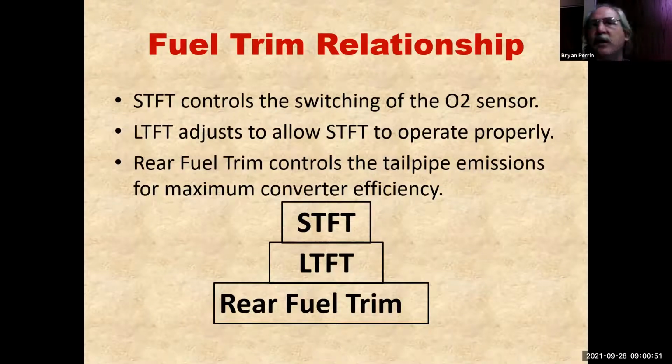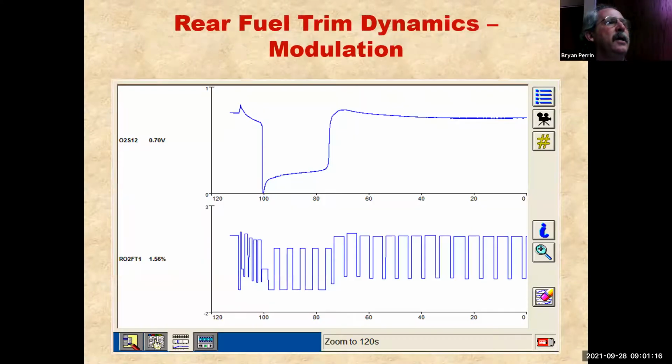So you can see everything on a modern vehicle is built on rear fuel trim. Short-term fuel trim switches the front sensor, rich lean, rich lean. Long-term fuel trim allows short-term trim to look normal. So that's our total correction that we're using to switch rich lean, so the catalytic converter will work. Rear fuel trim is what's coming out the tailpipe. That's the amount of time we spend rich and lean. And so here is an example.